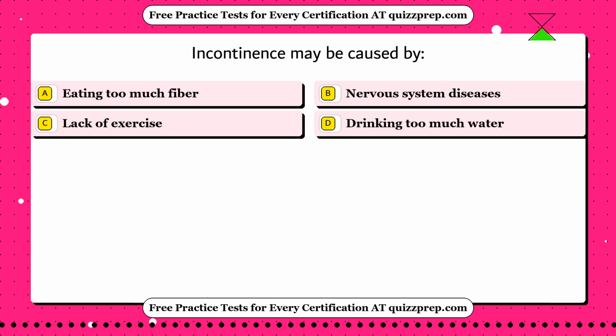Question 71. Incontinence may be caused by: Option A, eating too much fiber. Option B, nervous system diseases. Option C, lack of exercise. Option D, drinking too much water.